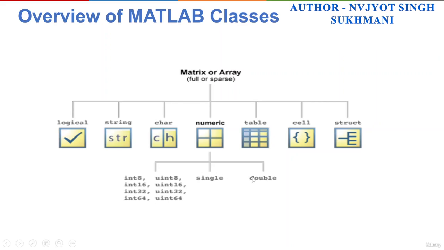Then we will start with single and double, and what the difference between them is, and where we use single and where we use double. Now let's get started with unsigned integer and signed integer. So in MATLAB, basically we have four types of signed integer and four types of unsigned integer. And I'm going to tell you what their range is, what values they can take, and what an unsigned integer is.